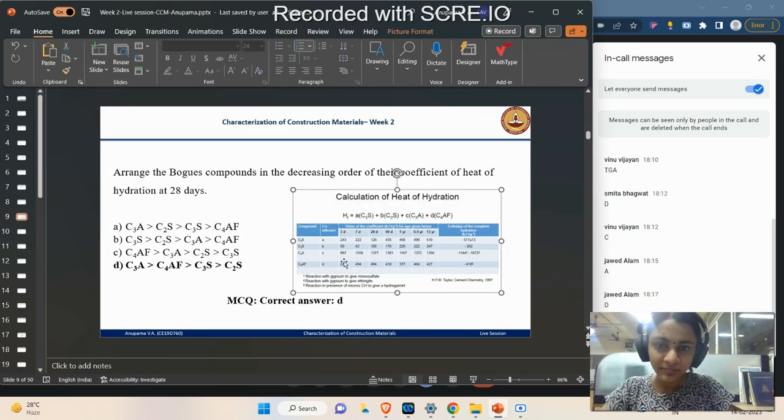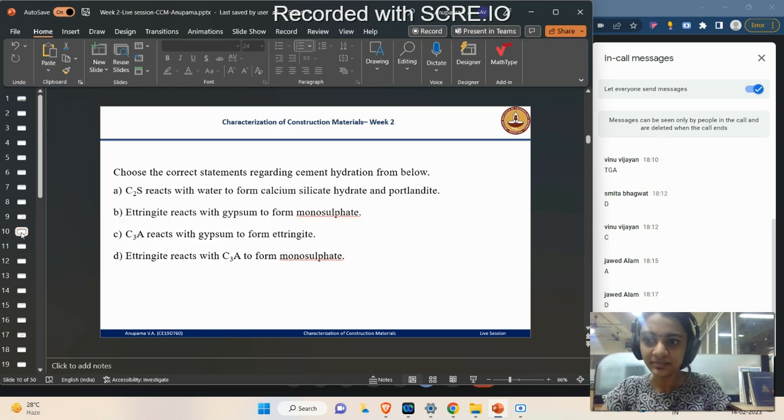It's taken from this table, which shows the coefficient of heat of hydration at particular days, like 3 day, 7 day, 28 day. Since we give importance to the 28 day, I tried to include that 28 day coefficient of heat of hydration in the question. So C3A has the highest coefficient of heat of hydration, and then C4AF, then C3S, then C2S. Okay, let's move to the next question.